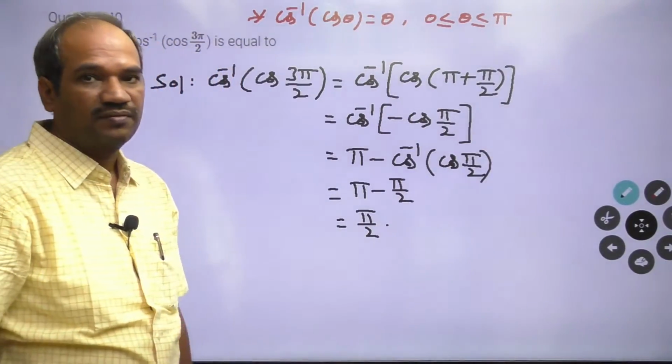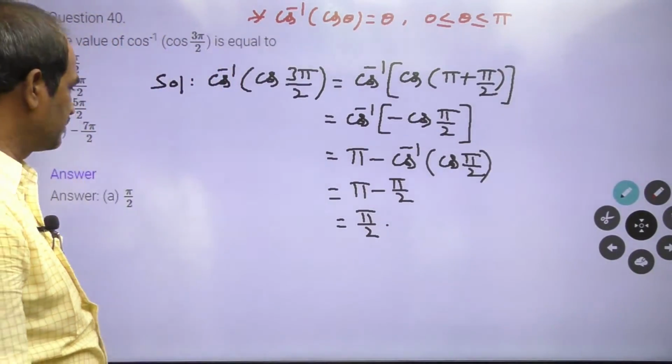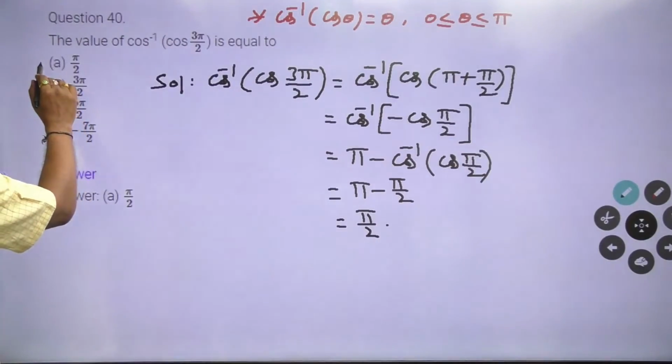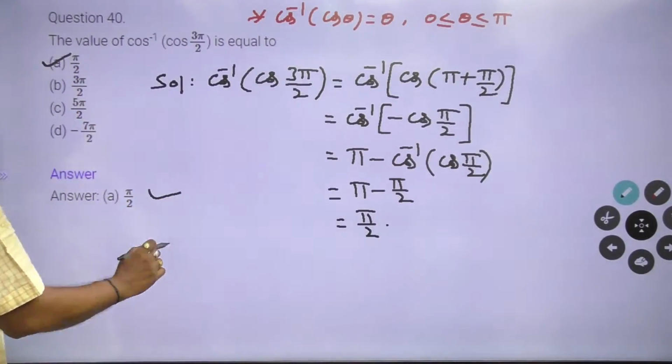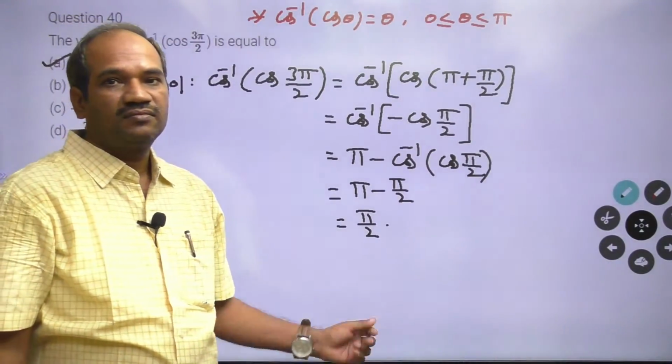This is the answer. Check the options. The first option, A, is the right option. The answer is pi by 2. Write this question.